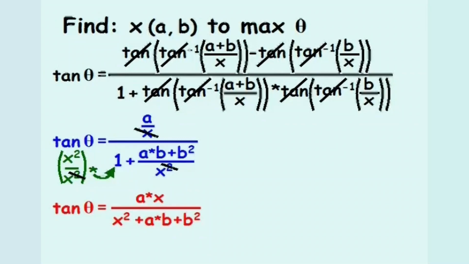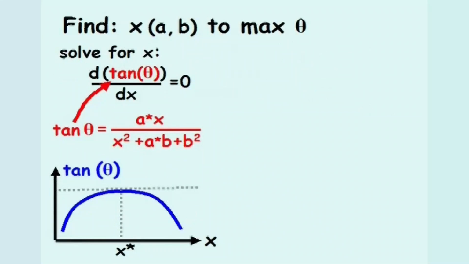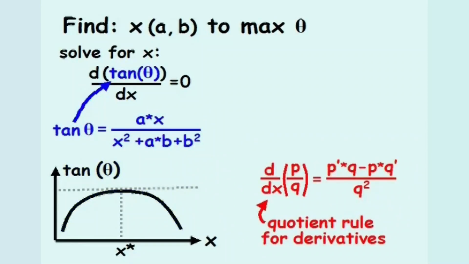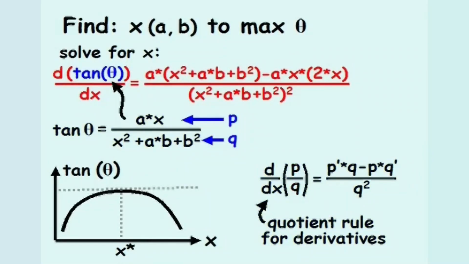Since we want to find the distance x from the vertical wall at which the tangent of theta remains constant with respect to x, we'll take the derivative of the tangent of theta and set the value equal to 0. Using the quotient rule for derivatives, we'll assign the variables p and q to the numerator and denominator in our equation for the tangent of theta. After taking the derivative with respect to x, we'll set the right-hand side of the equation equal to 0 and solve for x as a function of a and b using algebra.